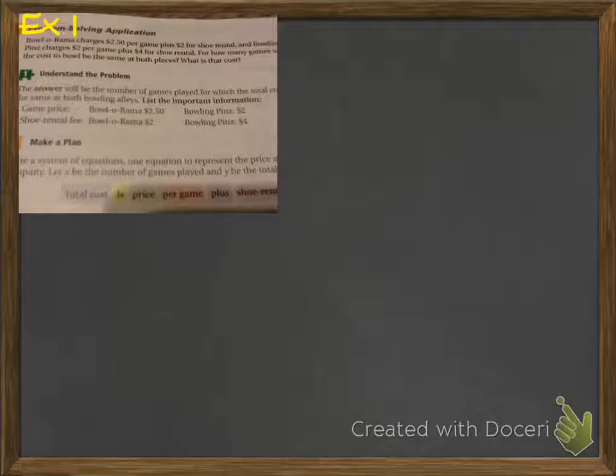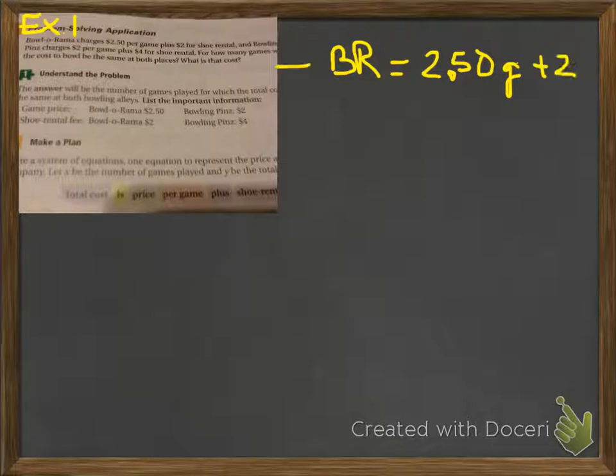Well, Bowling Pins charges how much? They charge $2 per game. Now think of that. Every time you hear that word per, think of that you're multiplying something. So like 2.50 times games. And I'm just going to let G equal games. I'm sorry, Bowl-O-Rama. And they also charge $2 for shoe rentals. Well, it's not like you're going to pay for shoe rentals every single game you bowl. So that's something that gets added on just one time.